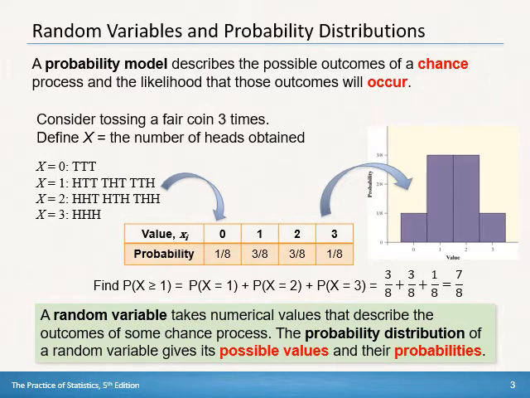So if we look at the table up above, we have the x sub i, which is the individual values of the random variable x, 0, 1, 2, or 3, and then their related probabilities.